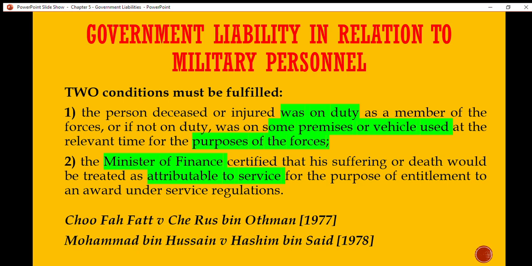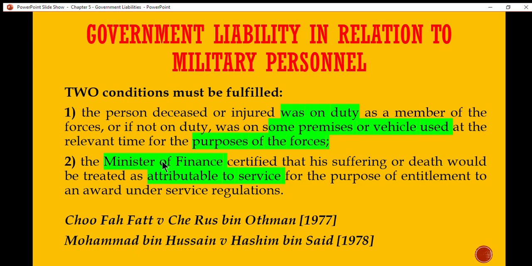And the second condition, the Minister of Finance certified that his suffering or death would be treated as attributable to service for the purpose of entitlement to an award under service regulations. So once the Minister of Finance issues a certificate, called the necessary certificate, which will be issued by the Minister of Finance upon death of the member of armed force, then the government and the member of armed force who caused the injury will not be liable under any acts or omissions. Take note, these two conditions must be fulfilled.